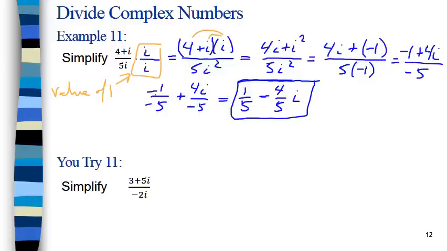Go ahead, copy this down, try this problem on your own. When you're ready, go ahead and play the video again.